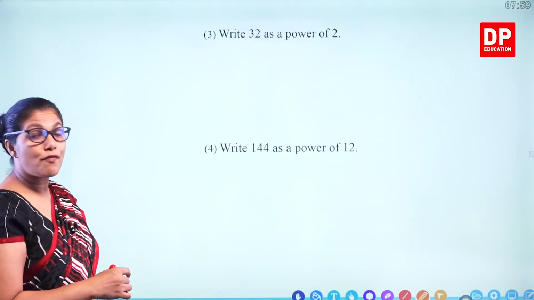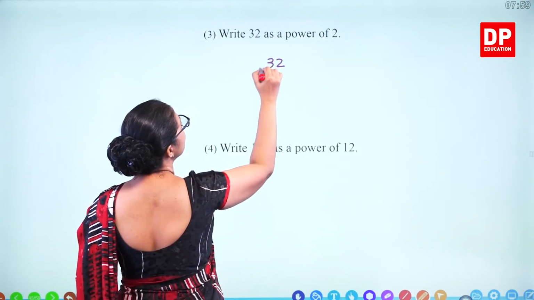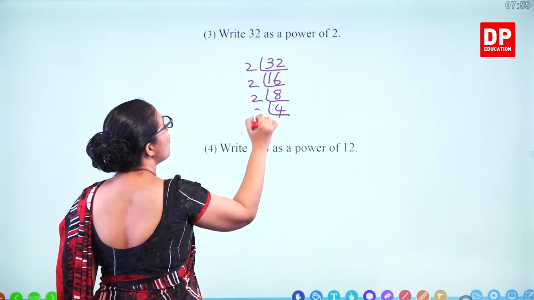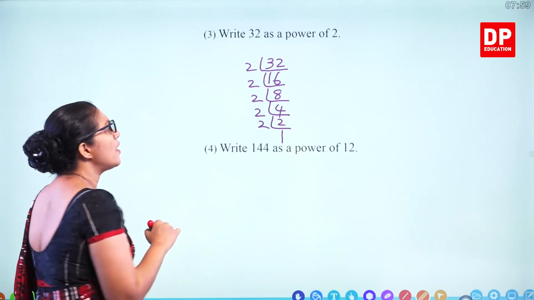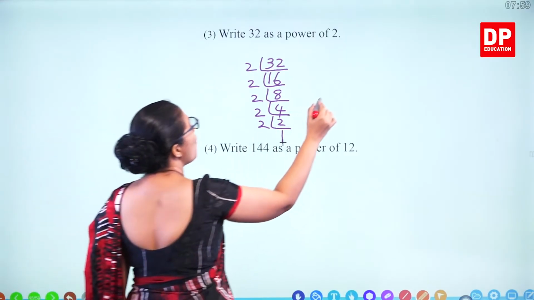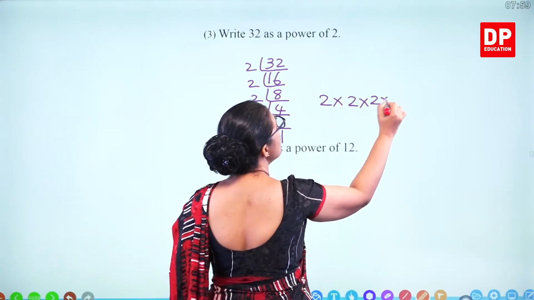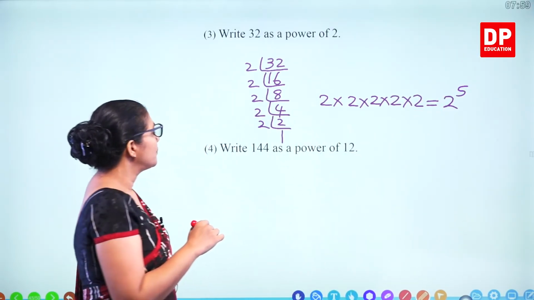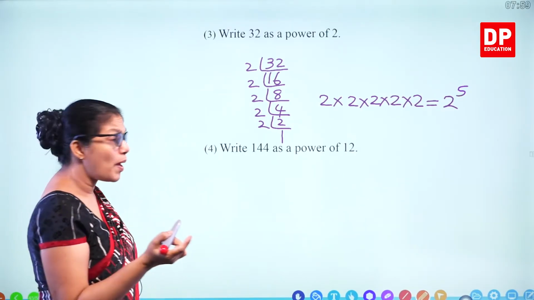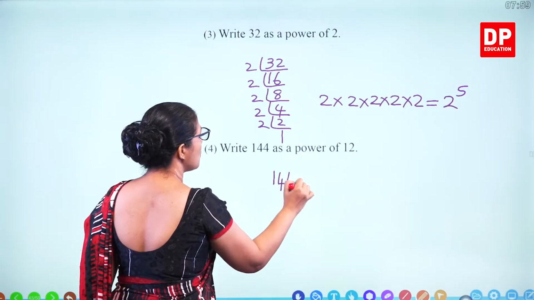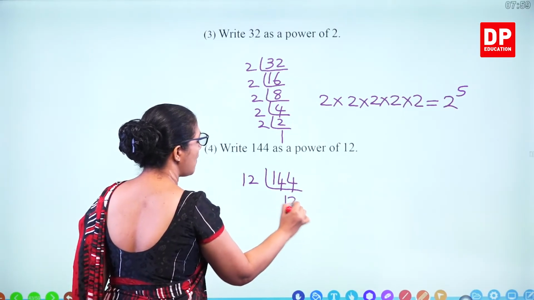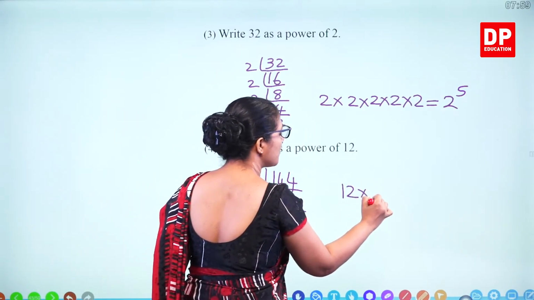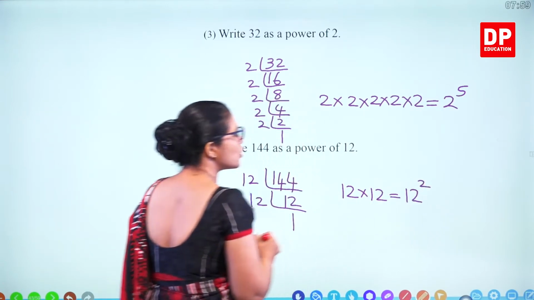Write 32 as a power of 2. Divide by 2. You get 16, 8, 4 and 2. So till you get 1, divide. How many 2's are there? 1, 2, 3, 4, 5. You can write 2 to the power of 5. Write 144 as a power of 12. So divide by 12. 12 times 12, 144. That's twice. 12 times 12. 12 to the power of 2.